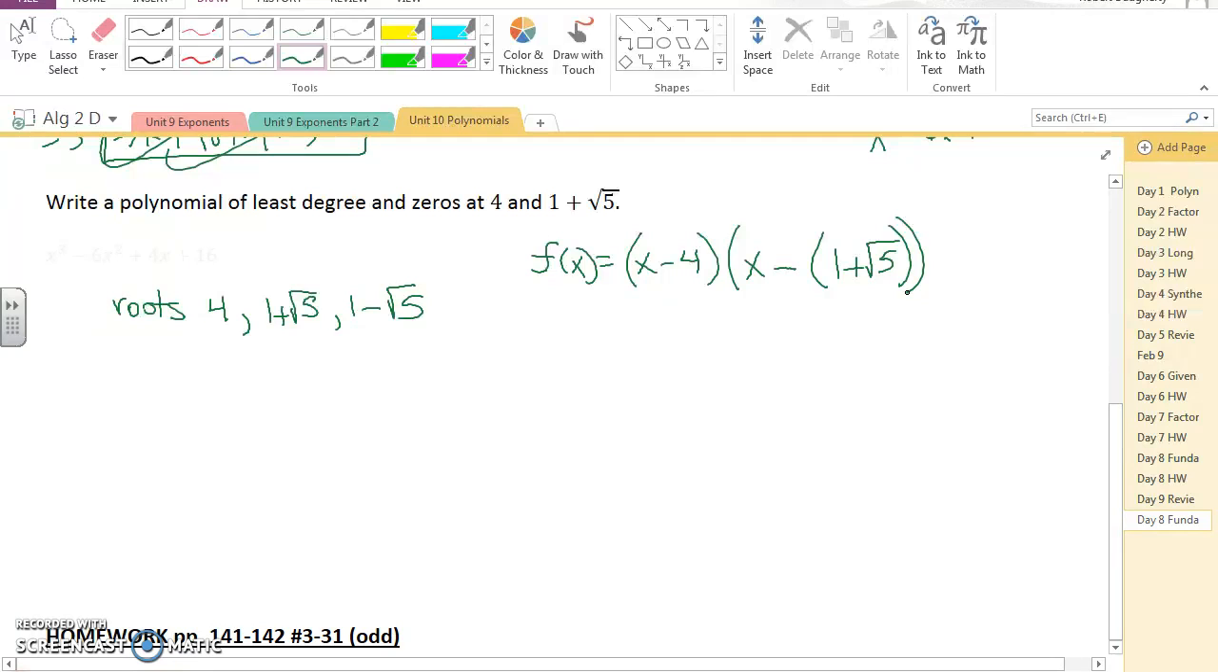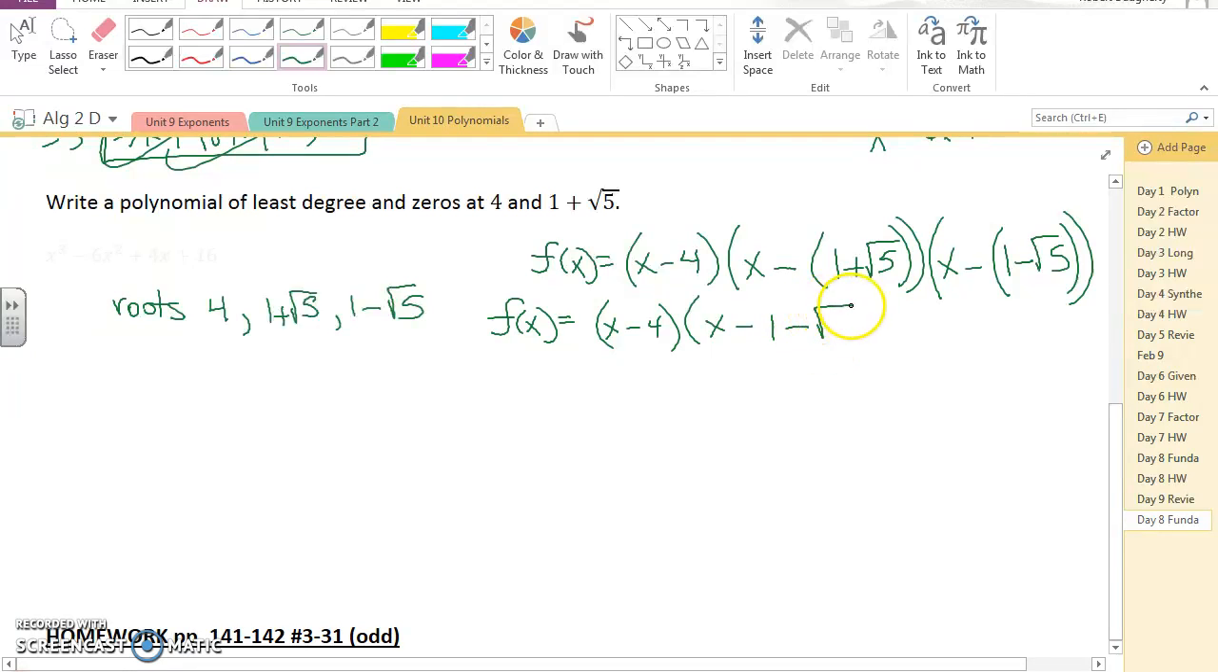And then the next factor is x minus 1 minus root 5. So the thing you have to pay attention to a little bit is this double parentheses here. But this simplifies to f of x is x minus 4, and then x minus 1 minus root 5, and then x minus 1 plus root 5.